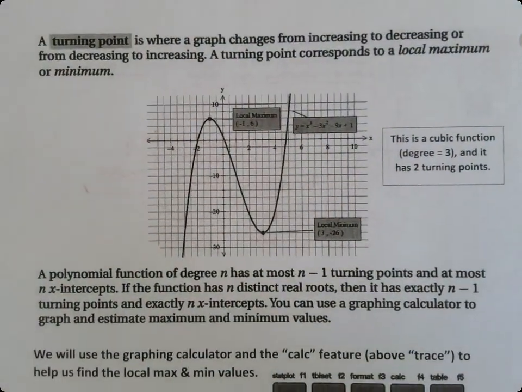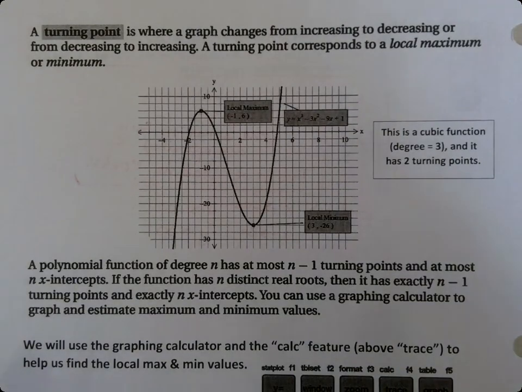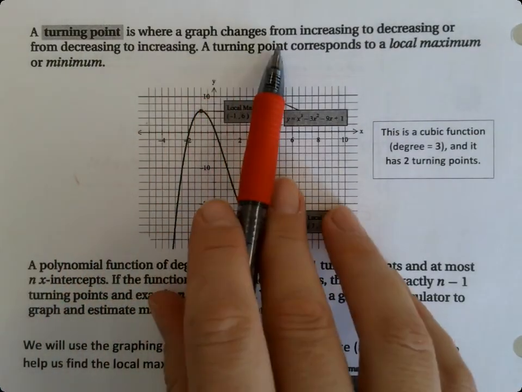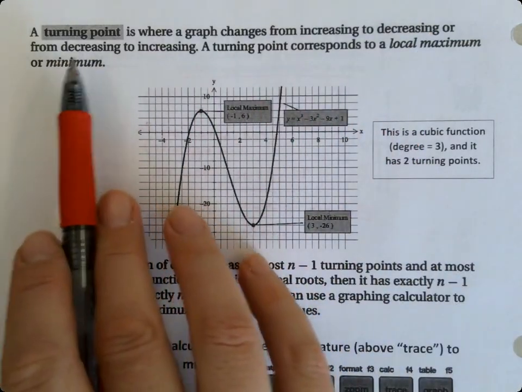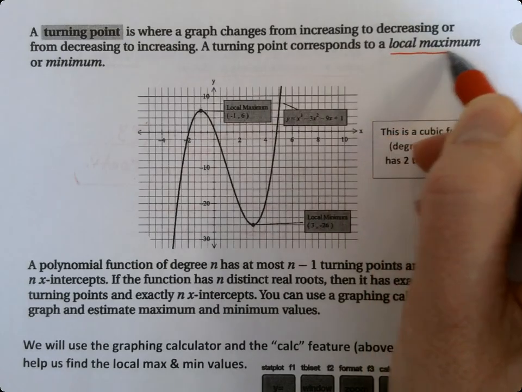And now this is where we're going to talk about turning points. So this is how we could figure out what degree it is. We just sort of keep building here, and this is our last little chunk. A turning point is where a graph changes from increasing to decreasing or decreasing to increasing. A turning point corresponds to a local maximum or local minimum.